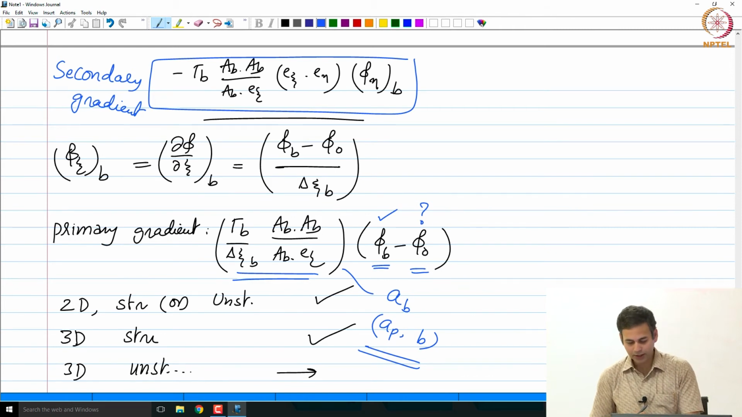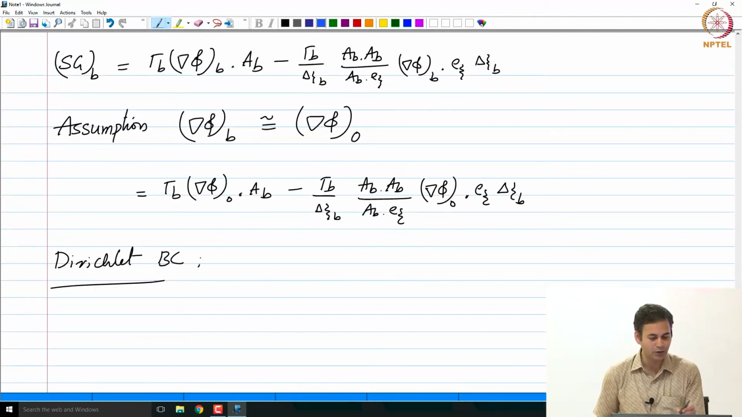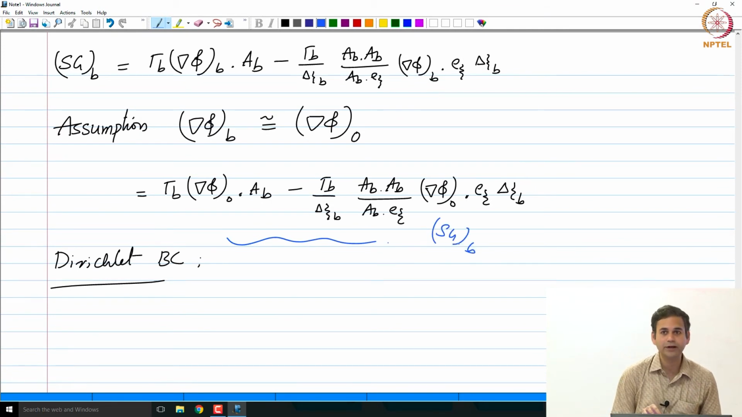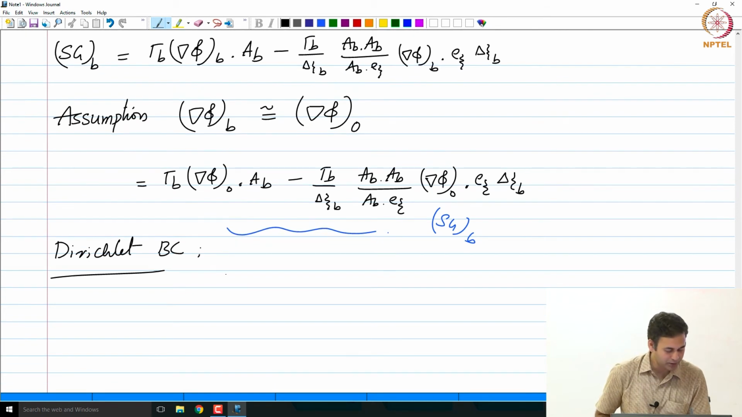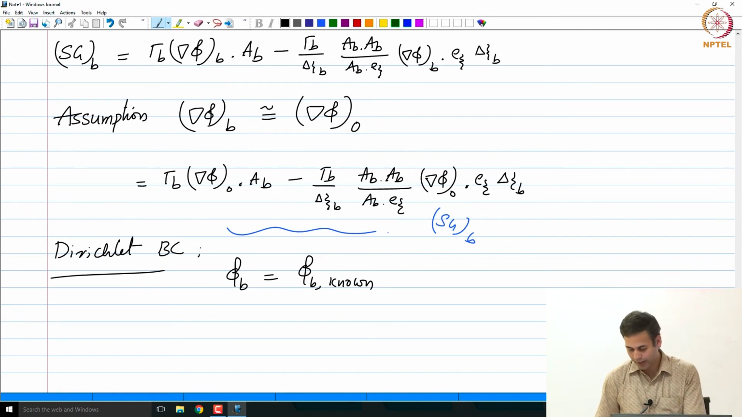What about the other term, that is the secondary gradient? Where will this go? SGB, the secondary gradient on the boundary, where will this term go? It goes to the B always, as it is. Fine. So, that means we are now ready to write the discrete equation. If you have a Dirichlet boundary condition, we know phi b is a known value. Then we are ready to write the discrete equation.